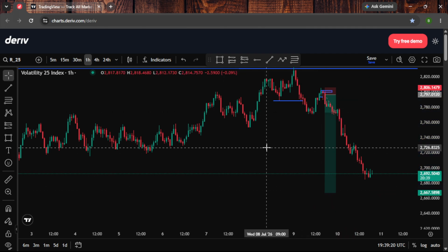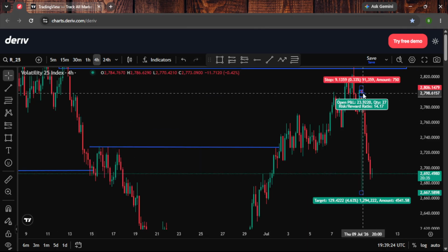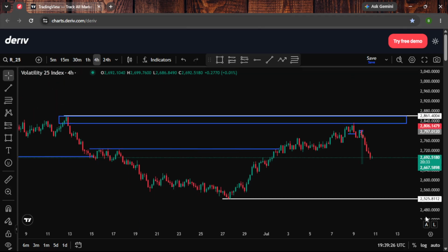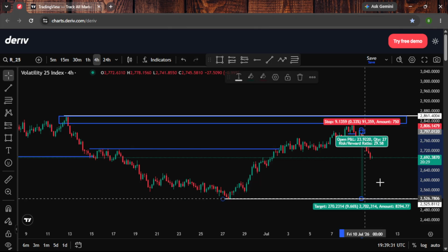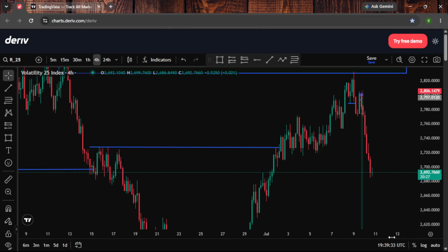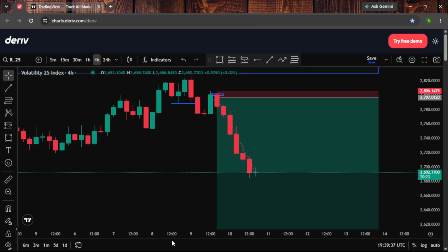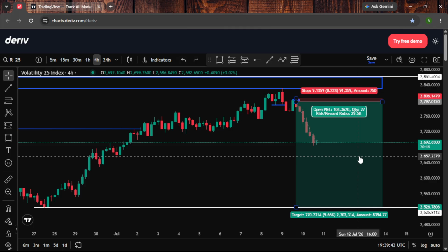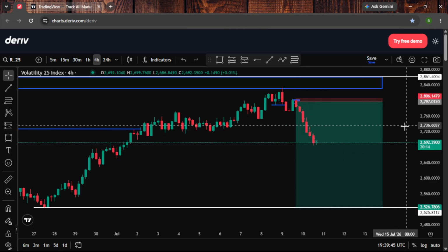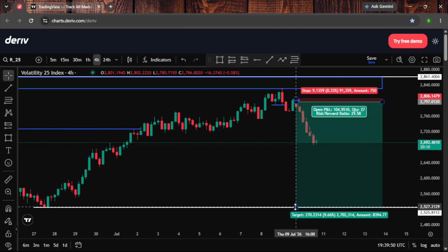Because we trade with the higher time frame, we enter in the lower time frame. So this is where we are aiming. This is the zone we are aiming. Let me expand this a bit. Okay, so this is the zone we are aiming. This is a 1 to 28 reward ratio. You see how it is because of the tight stop loss. This is a 1 to 29 or 30 reward ratio.